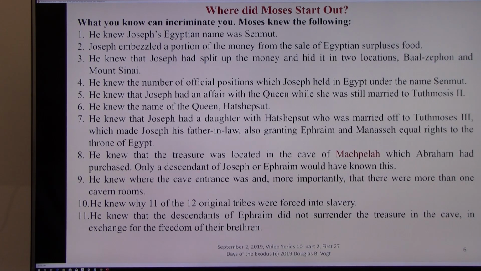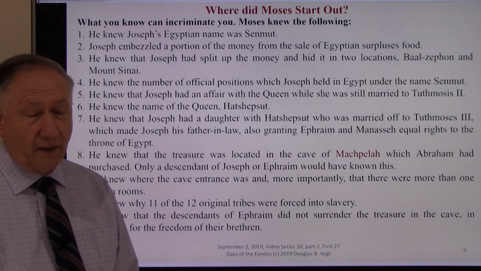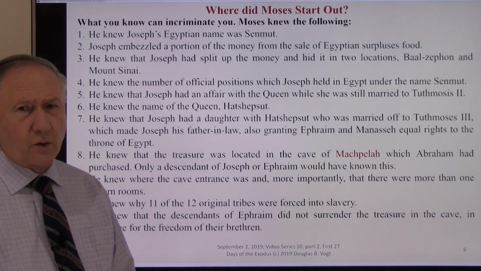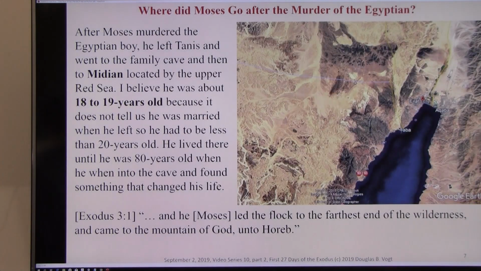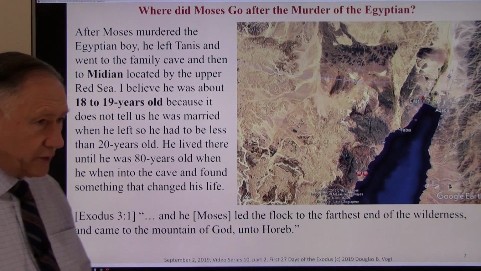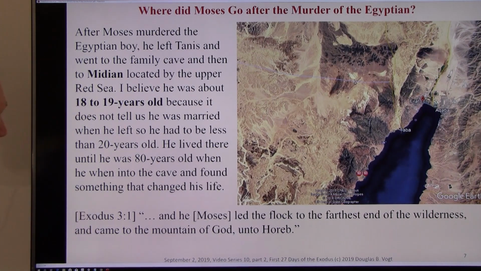He knew that the descendants of Ephraim did not surrender the treasure in the cave in exchange for freedom of their brethren. So much for brotherly love. Of course, they tried to sell him. Actually, some wanted to kill him first, and then a few said, oh, let's go sell him instead. So he had no great love for the other 11 tribes. I can understand why. Okay, after Moses murdered the Egyptian boy, and I explained why earlier, but I'll go into it again.